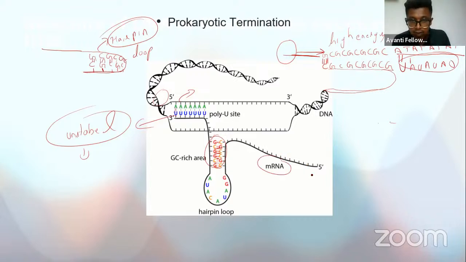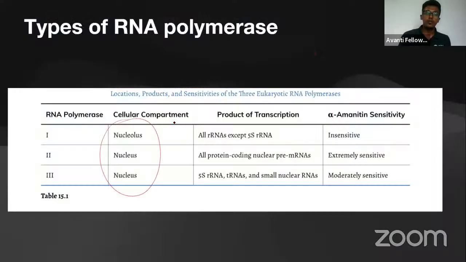You can see this is the mRNA, and this is your hairpin loop, and this is the low energy sequence. So in this way, your termination sequence is complete. Got it? No? So this is called your prokaryotic termination. So what did we understand? We understand the prokaryotic initiation, elongation, and termination.